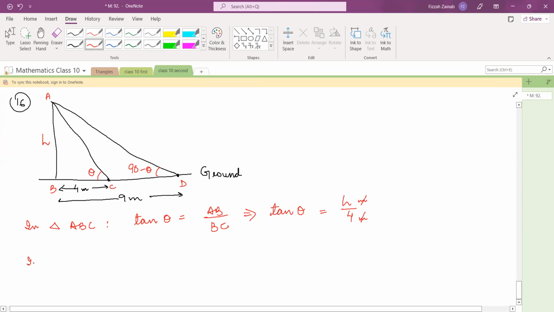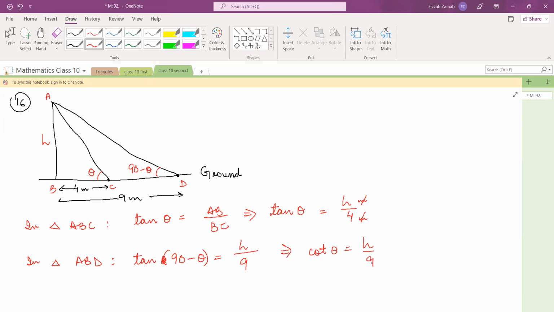Now in another triangle, so in triangle ABD, my tan, sorry, not theta, this is tan 90 minus theta, will be perpendicular by base. So again, H upon base is complete BD, that means 9, clear? Now tan 90 minus theta becomes cot theta, so you get your cot theta is equal to H upon 9, clear? Okay, so I'm interested in H. I want to find H. Now, if you know tan and cot, it's very easy.